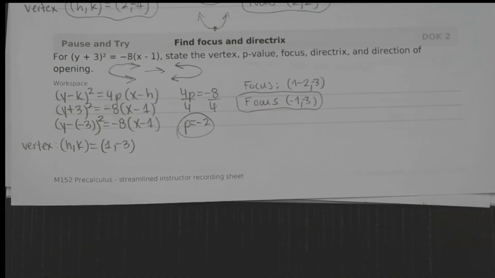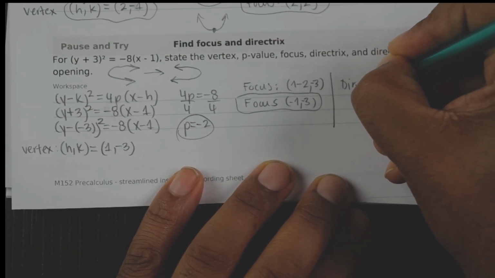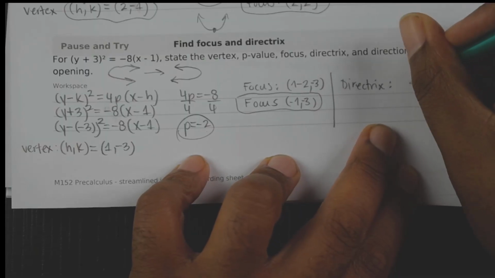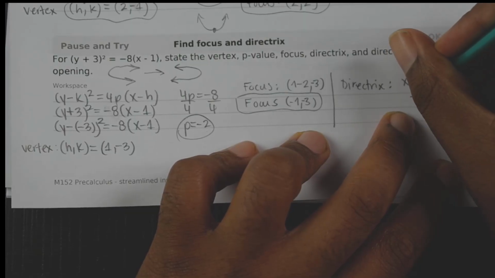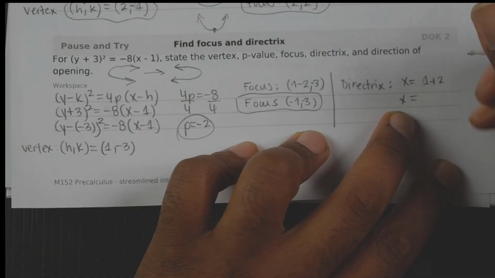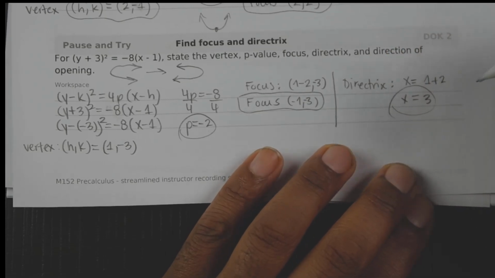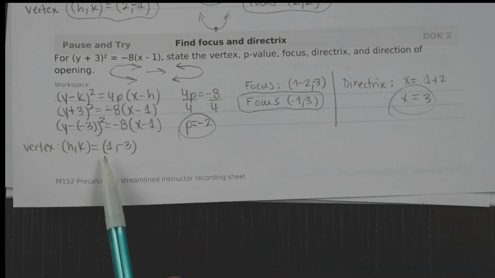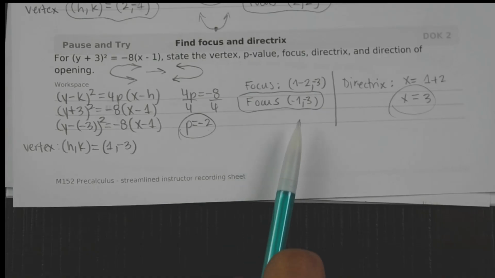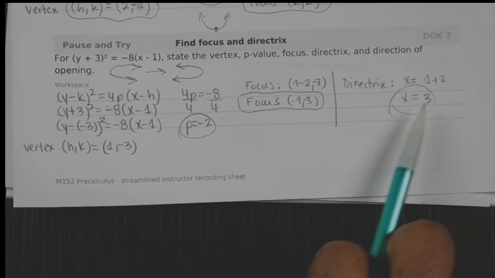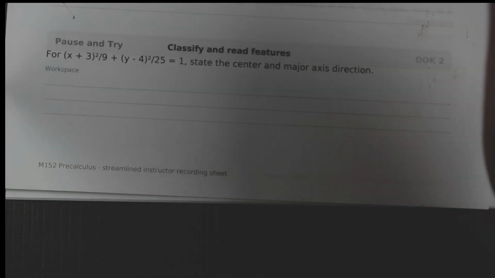All right. Now the directrix is essentially x equals 1 plus 2, which is 3. So the final answers: we have a vertex of 1, -3. We have p of -2. The focus would be -1, -3. The directrix would be x equals 3, and this would open up to the left. All right, let's continue.